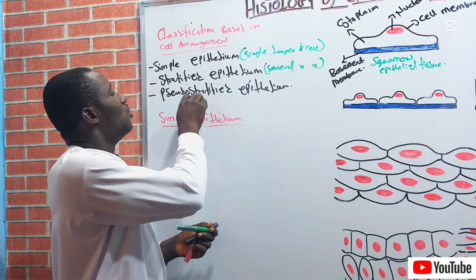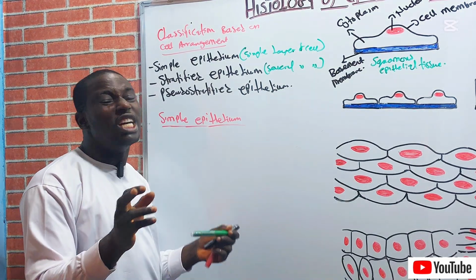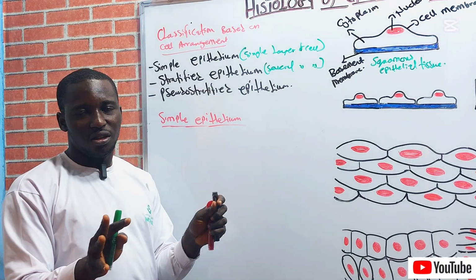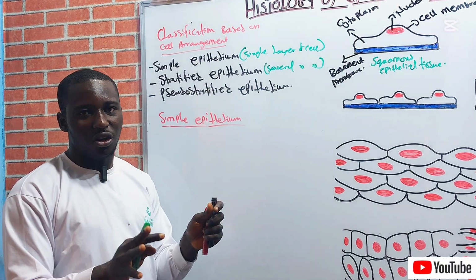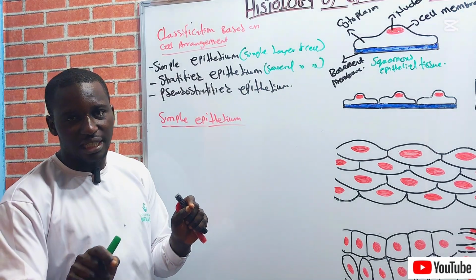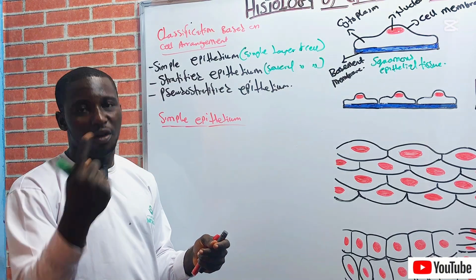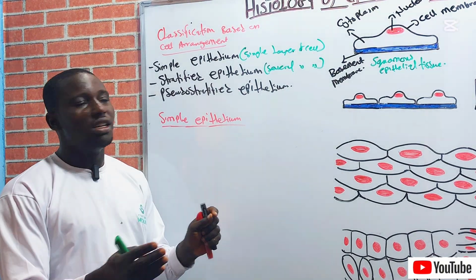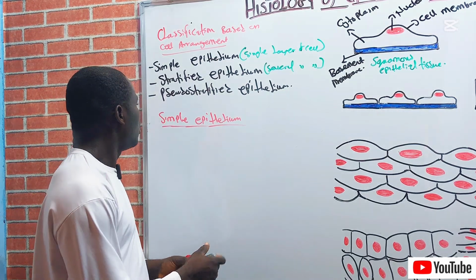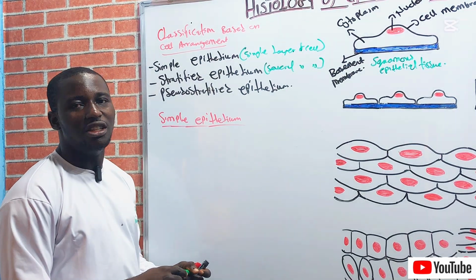While pseudostratified epithelium simply means false layers of cell, although it is a single layer of cell, but the arrangement is false. You get? It is a false arrangement because they are being arranged in a single layer. You get? And their cells are of different shape, but it's a single layer of cell. You get? But we call it a false stratified epithelium. You get? Now, on simple epithelium, it's been classified into three.